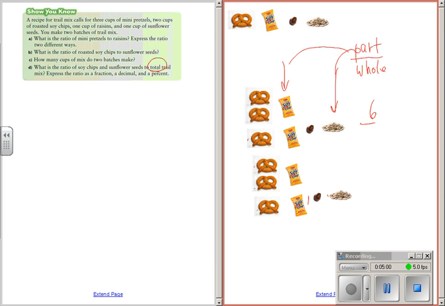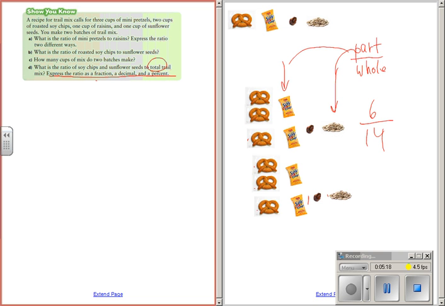I got 6 parts in terms of adding those together. And in total, we have 6, 7, 8, 9, 10, 11, 12, 13, 14 in total. So the ratio of those two parts to total is 6 to 14. Now, this is a part to whole, which means we are able to express it as a fraction, which we have already done, as a decimal, which we are going to do, and as a percent, which we're able to do.